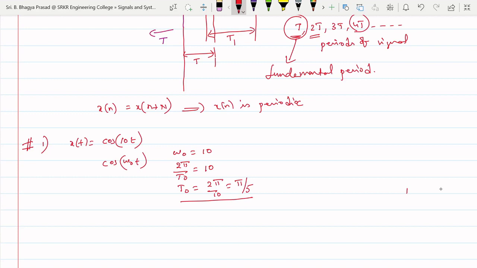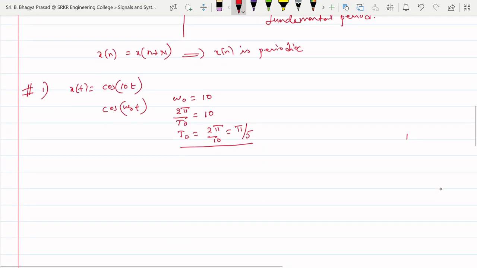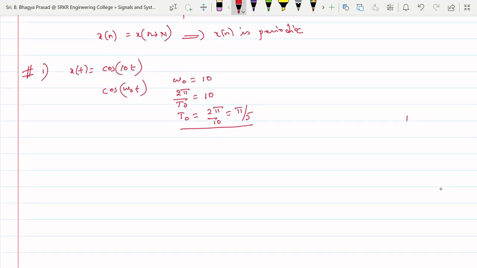Okay, it's a periodic signal. Obviously, you know that cos signal is a periodic signal. And what's its period? The period is pi by 5. The fundamental period is pi by 5. Okay, so let us see the next one.